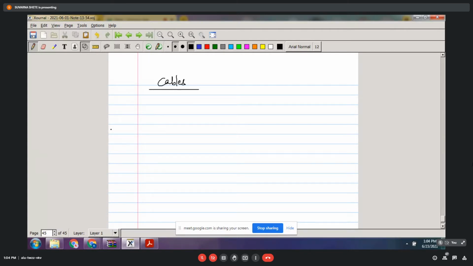So keep this firmly in mind: strings, cables, ropes, flat belts, or you can say belts, will always be designed to carry tension.